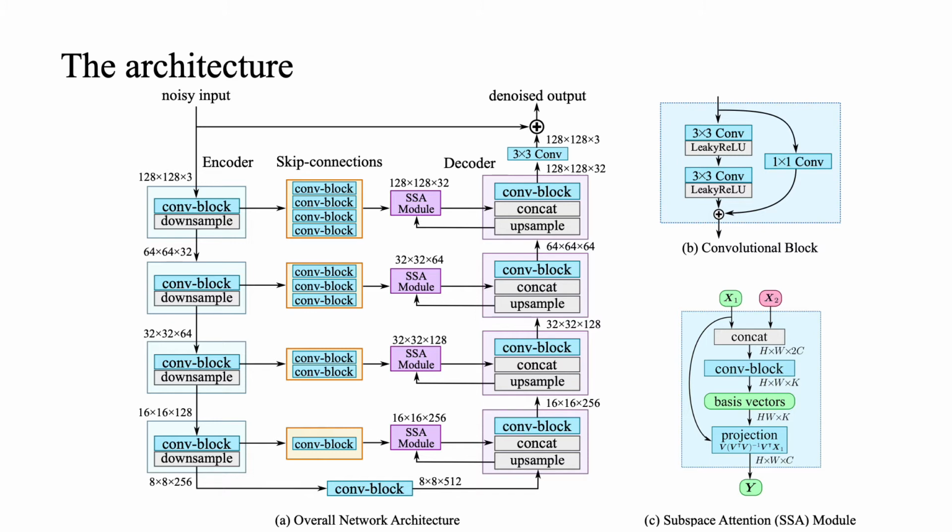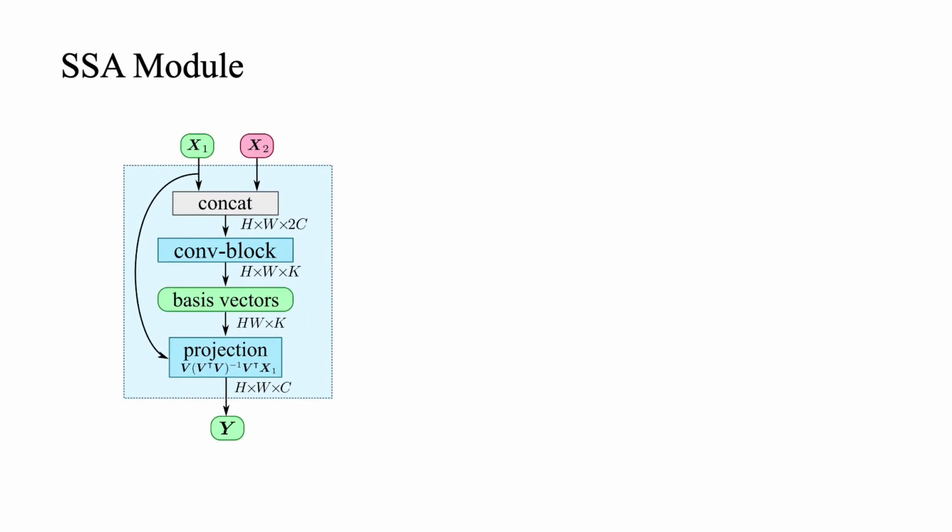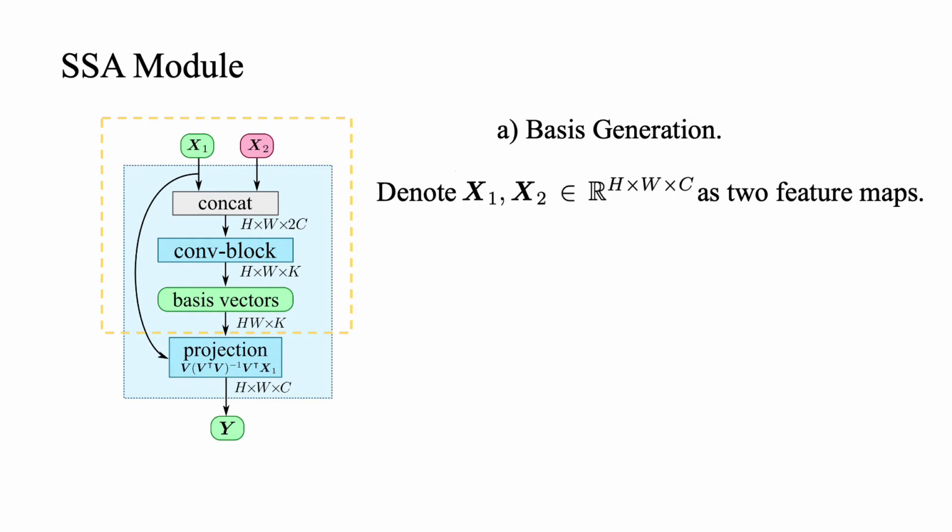As feature maps from low levels contain more detailed raw image information, we take the low-level feature maps as X1 and high-level features as X2 and feed them into an SSA module. The SSA module is used for projection. The projection contains 2 main steps. Basis generation: generating subspace basis vectors from image feature maps. We denote X1, X2 as 2 feature maps from a single image. They are the intermediate activations of a CNN and can be in different layers but with the same size.